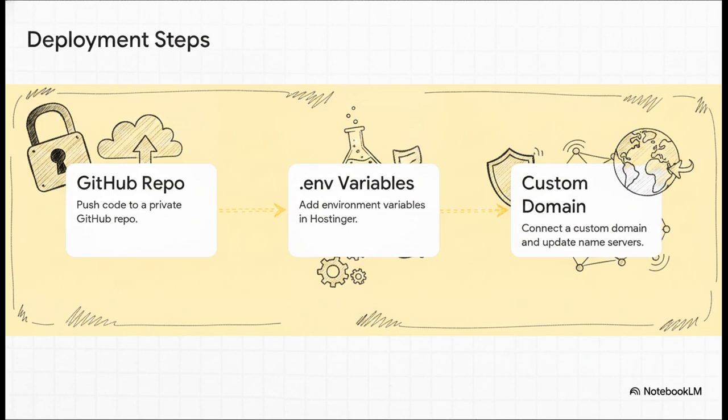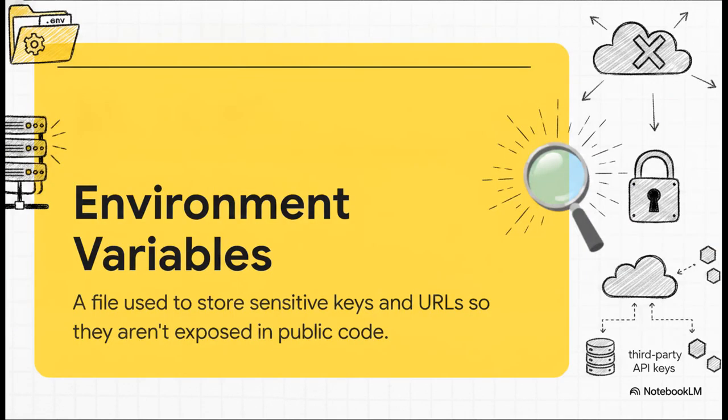Step 1, you're going to push your code to a private GitHub repo to protect your IP. Step 2, you manually inject your environment variables straight into the host dashboard. And then step 3, you connect your custom business domain and update those name servers to point everything to the right place.